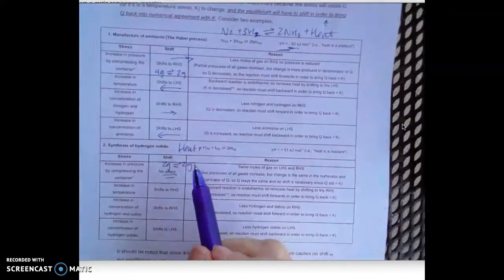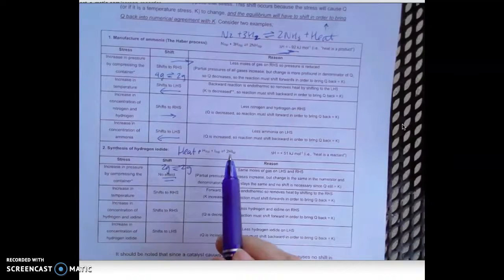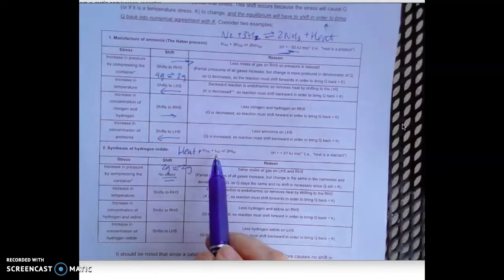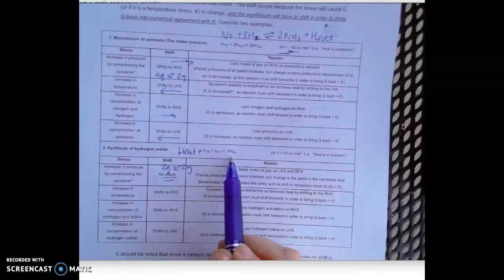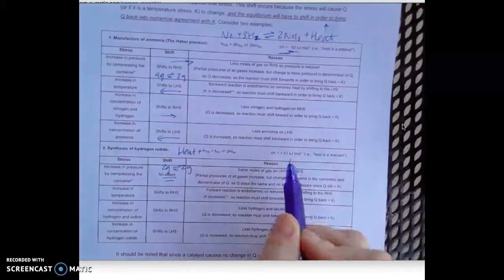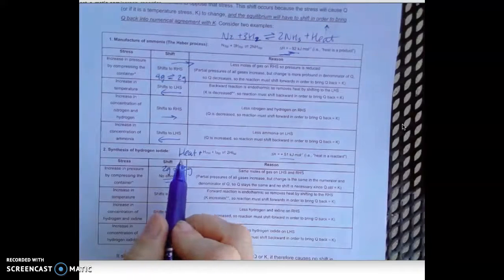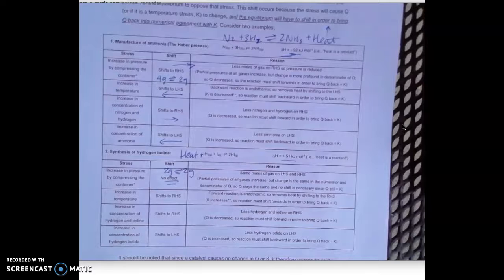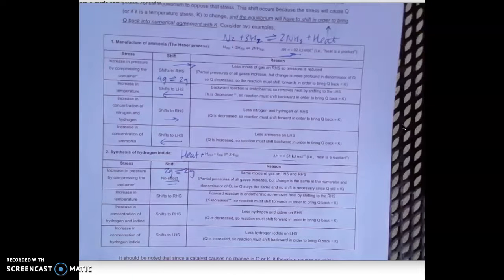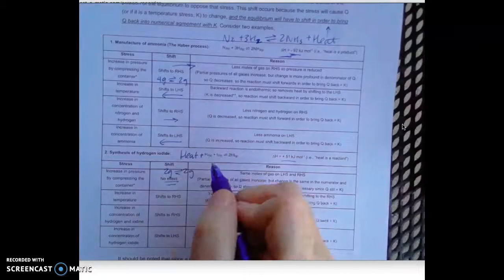On the second example, number 2, hydrogen gas plus iodine gas produces 2 HI, and this one is an endothermic reaction, and so we consider heat to be a reactant. I wrote that in for you there. And so what's going to be the effect of increasing the pressure on this reaction? No effect. Why? Can you justify that?